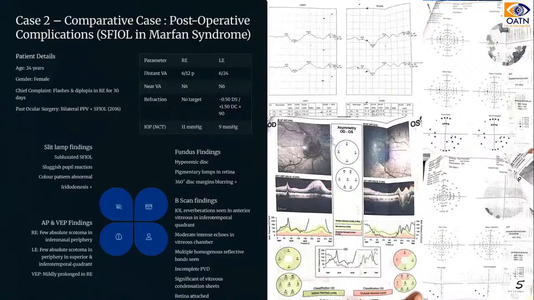Moving to case 2, a 24-year-old female with a history of bilateral pars plana vitrectomy and scleral fixated intraocular lens implantation in 2016. She presented with flashes and diplopia in the right eye for a month. Examination showed a subluxated SF IOL in the right eye, sluggish pupil reaction, iridodonesis, and a hyperemic disc with blurred margin. B-scan findings included IOL reverberations in the anterior vitreous, incomplete PVD, and a vitreous condensation sheet.